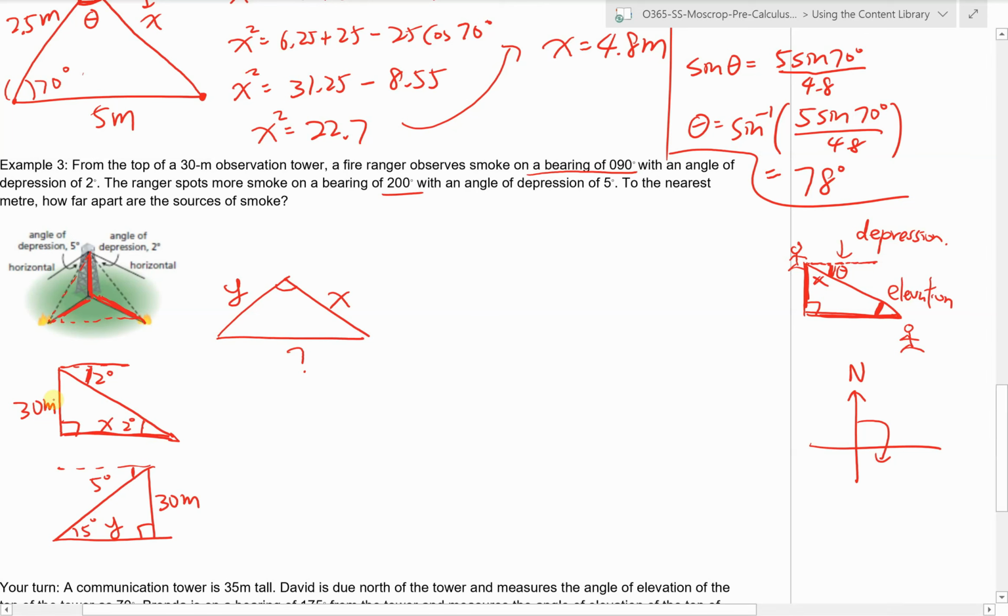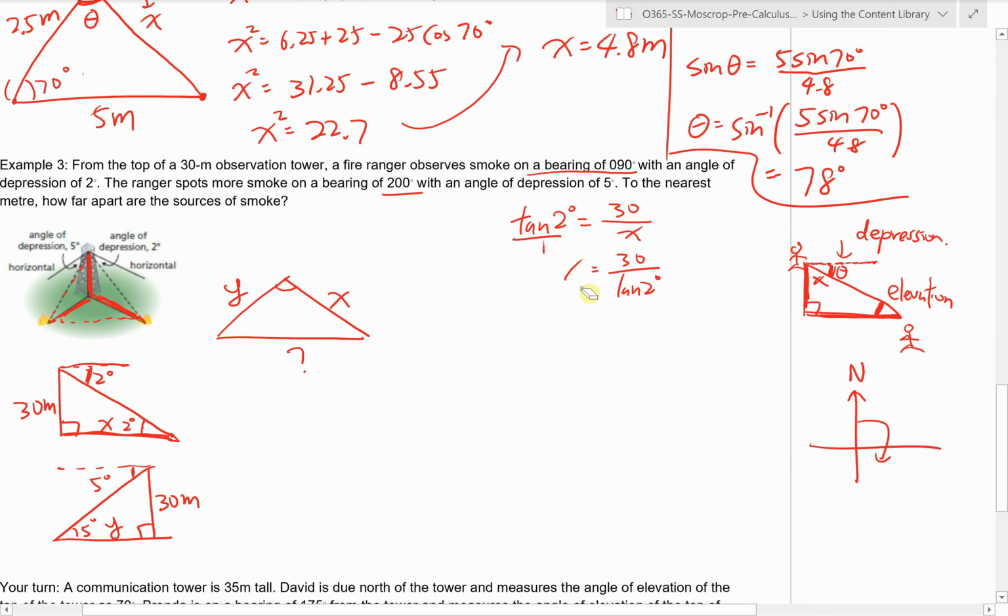We have opposite side being 30. We're solving for the adjacent side, so we must use tangent. So we go tangent of angle 2 degrees is equal to opposite side, which is 30 over x. So x is simply 30 divided by tangent of 2 degrees. Again, you can cross multiply and solve. 30 times 1 is 30. You have x times tangent of 2 degrees.